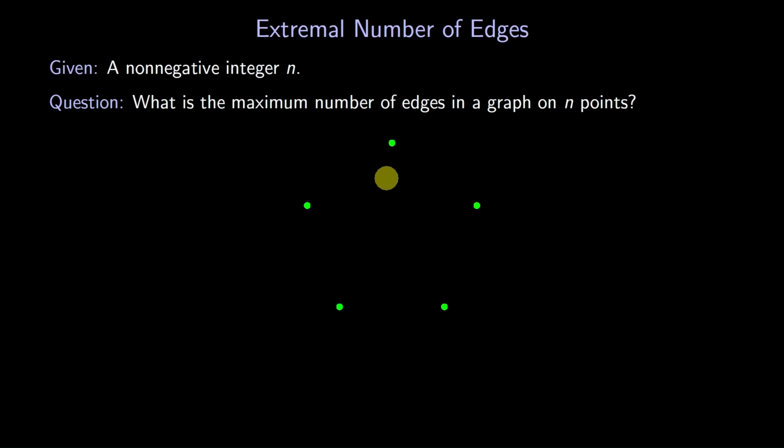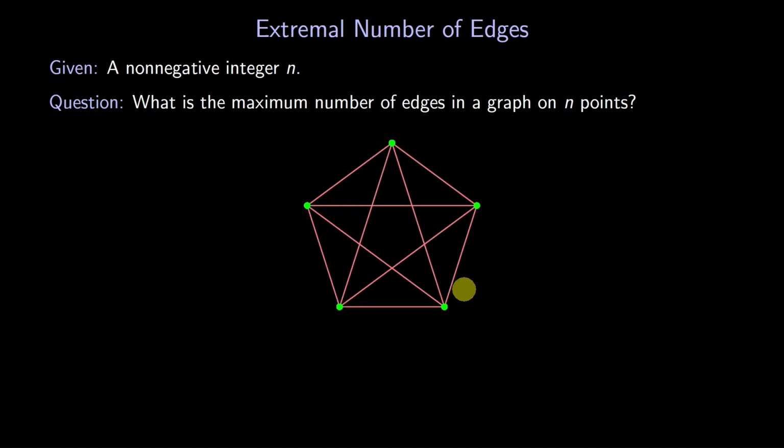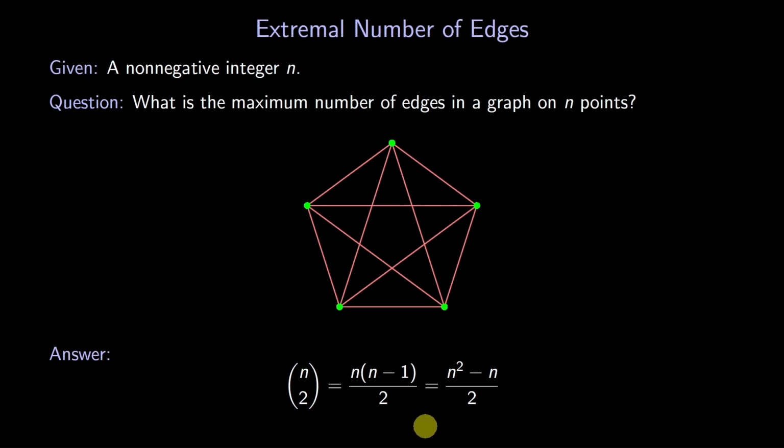How do we create the most number of edges? Well, we should place an edge between every pair of points. Such a graph is called the complete graph. On 5 points, the complete graph has 10 edges. In general, the number of edges in a complete graph is n choose 2, the number of ways of selecting 2 points out of n. That number is given by the formula you see here. If we plug in n equals 5, we indeed get 10 edges. Okay, that's the simplest question in extremal graph theory.